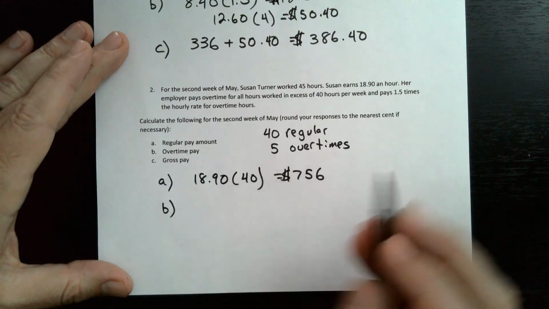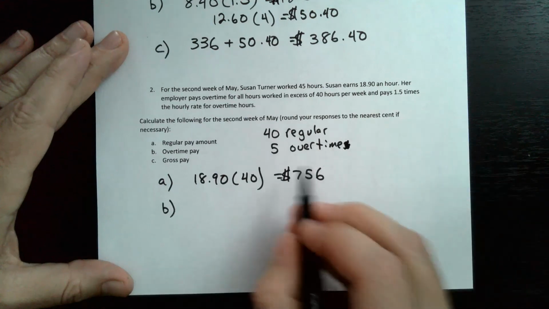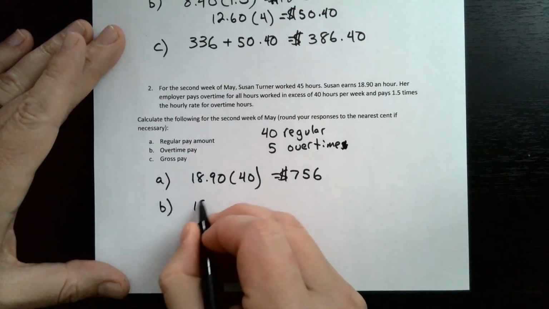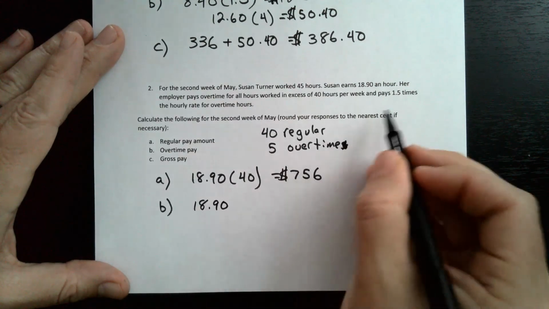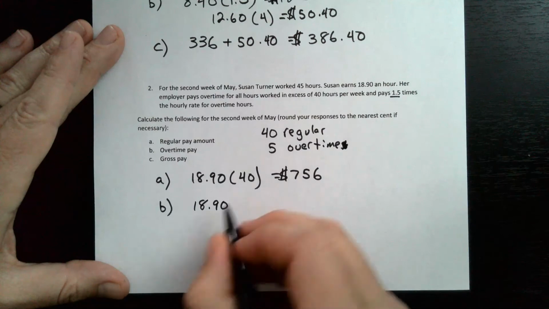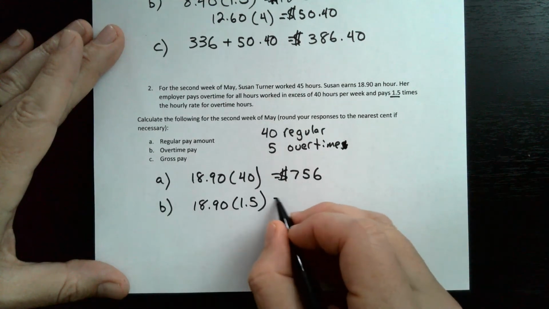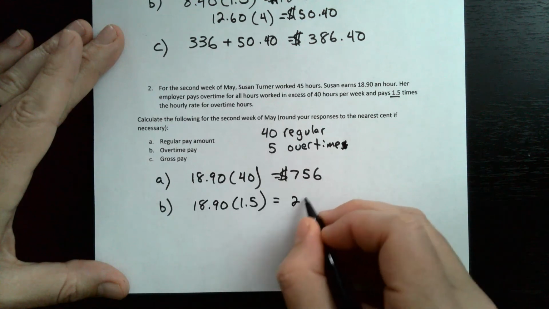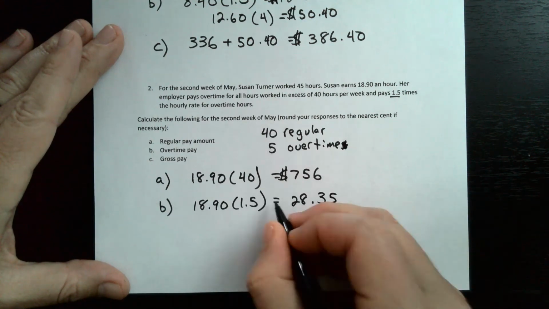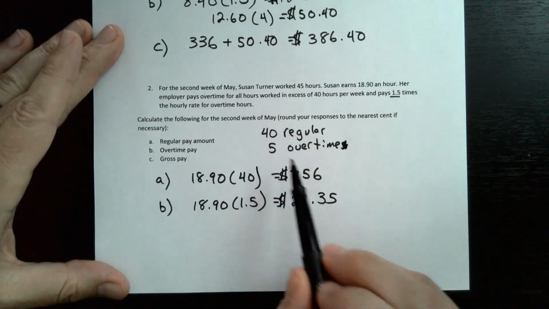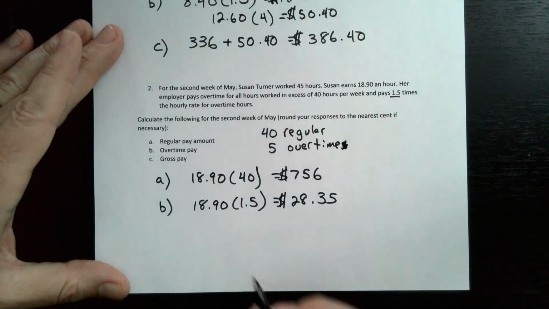Okay, and now for B, like the last problem, we know that there are 5 overtime hours, but we need to figure out how much each overtime hour earns Susan. To do that, we take the $18.90 and multiply it by the 1.5. So per hour, Susan is going to make $28.35.